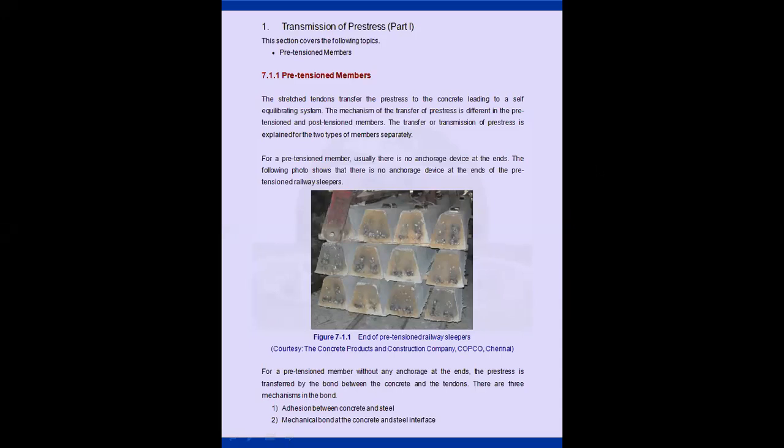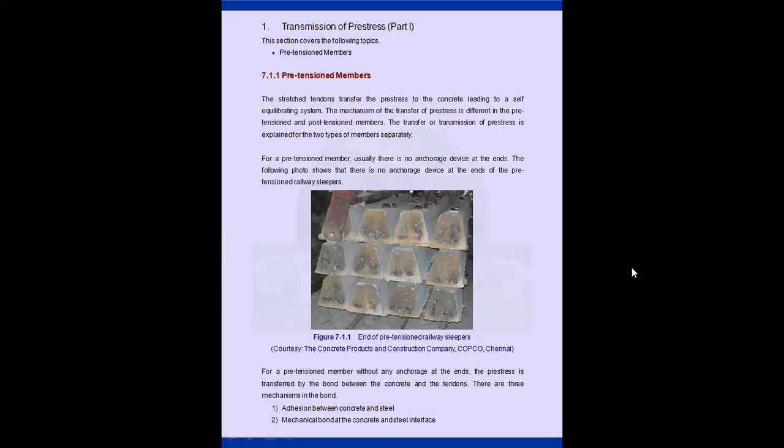Usually what is the mechanism for making the member pre-tensioned and holding the whole concrete which is under pre-stress? Usually there are three mechanisms that take place in creating the bond between concrete and steel, in transferring the load into the concrete. How are your strands transferring the forces into the concrete? It is due to some mechanism. So what are the mechanisms?